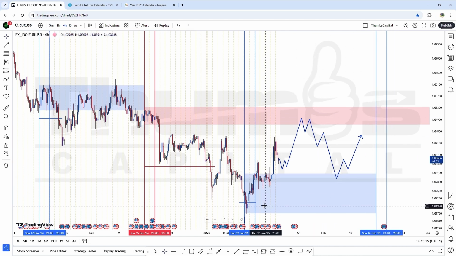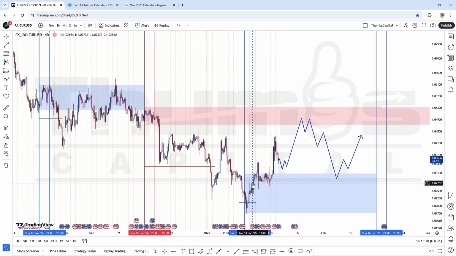I believe I've been able to explain what the control blocks are and how to apply it to your trading.